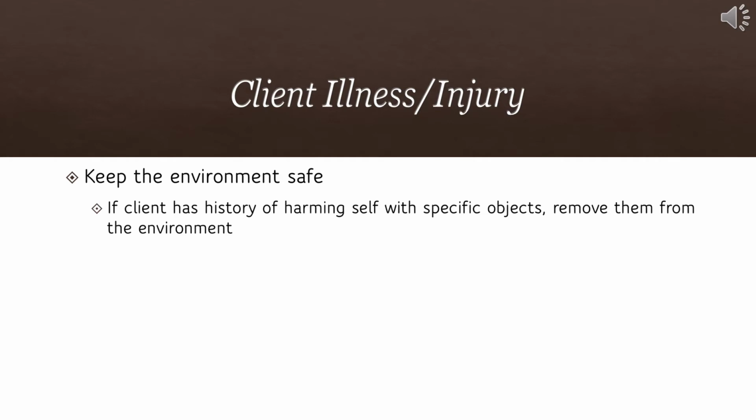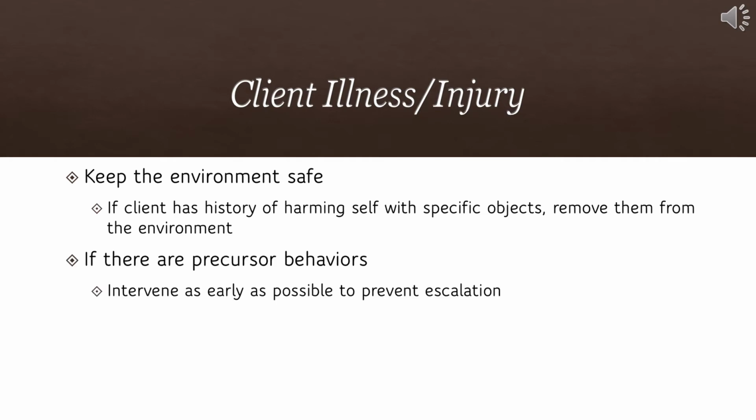If your client has precursor behaviors, you should intervene as soon as possible to prevent further escalation of behavior. An example of a precursor behavior could be a client who paces back and forth right before they engage in property destruction. By intervening at the point where they are pacing back and forth, you can prevent a dangerous behavior from occurring. It also is crucial that you always keep your client in eyesight.